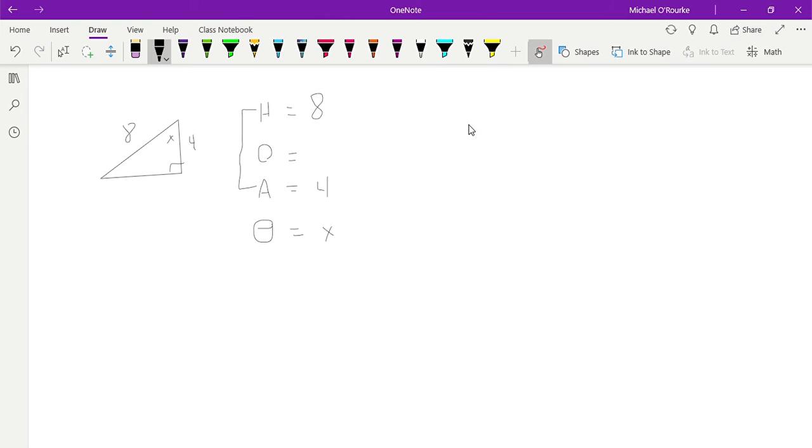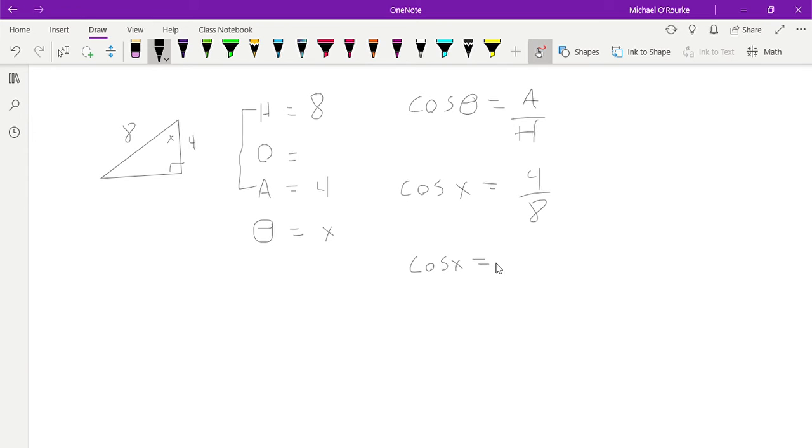SOH CAH TOA? Toa. What two letters do I have? H and A. So you have to use cosine. Cos theta equals adjacent over hypotenuse. Cos x equals 4 over h.